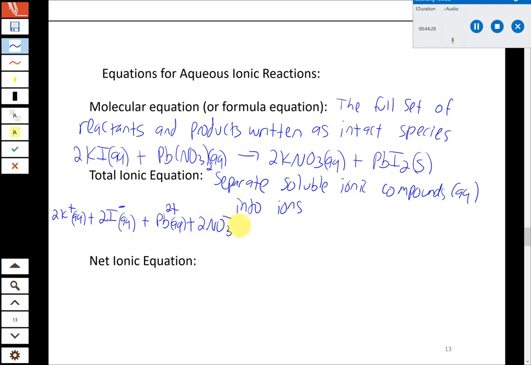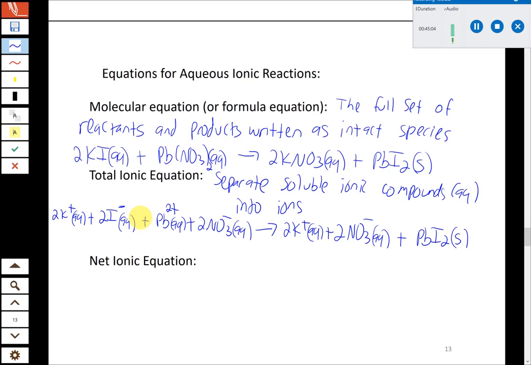minuses. And then on the product side, the first product, KNO3, is still soluble, so we're going to separate it into ions as well. So 2K+ and 2NO3−, because the coefficient of 2 modifies both of those ions in the formula. But then the last product, which is PbI2, because it's insoluble, we don't want to separate that. That's going to still be a solid, and so we just write that the same, PbI2 solid, okay? So anything that's aqueous, anything that's soluble, we separate into ions for the total ionic equation.